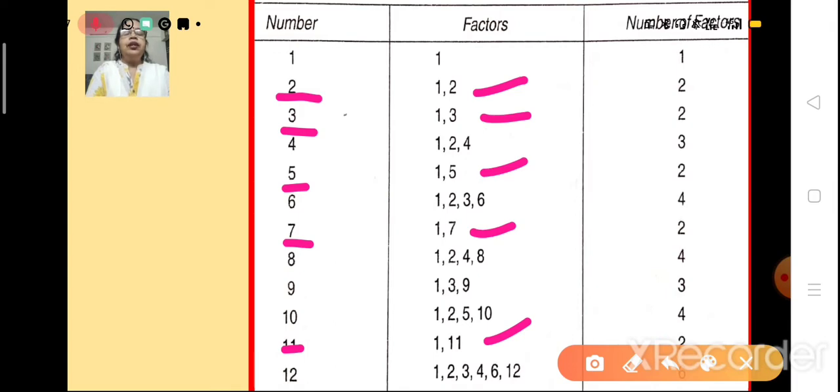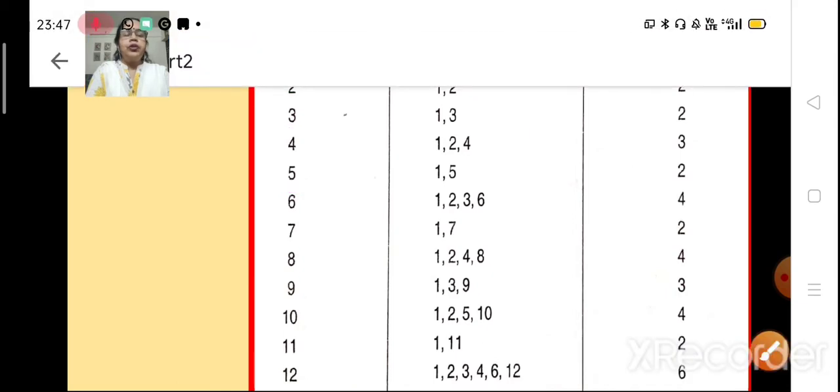So children, the numbers which have only two factors, that is 1 and the number itself, they are known as the prime numbers. They are divisible only by number 1 and the number itself. Okay, so these are called the prime numbers. Now what are composite numbers?